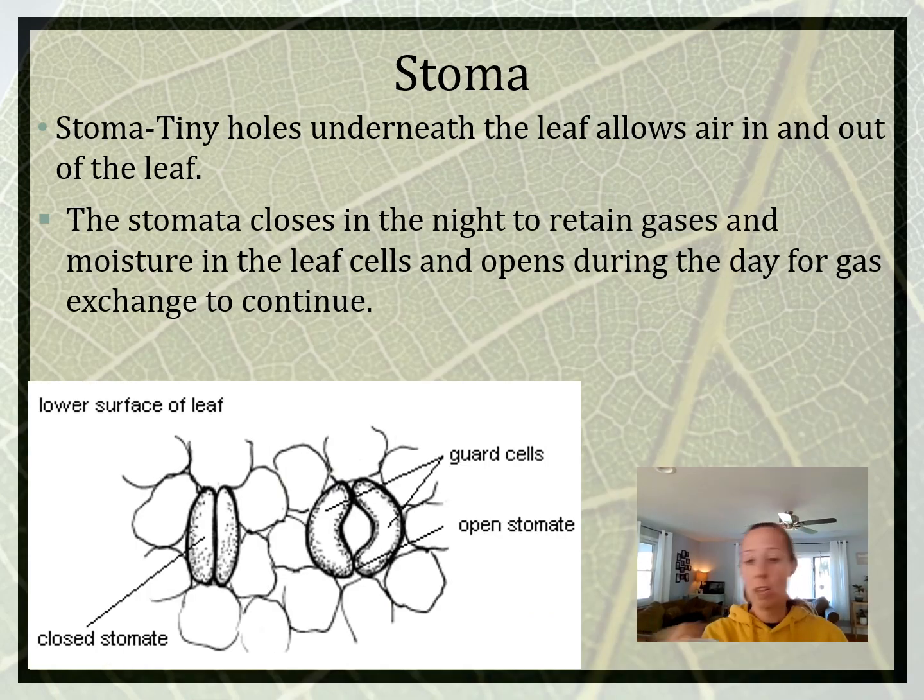Last structure, and it was on the last one too, if you look carefully, is stomata. Stoma would be a single, and stomate is actually usually a single too, but it's either stomate or stomata. What they are is tiny holes on the underside of the leaf, and that lets air in and out of the leaf so that photosynthesis can happen, right? So that's where the leaves let out their oxygen and take in carbon dioxide.